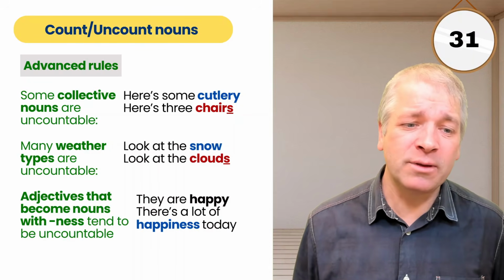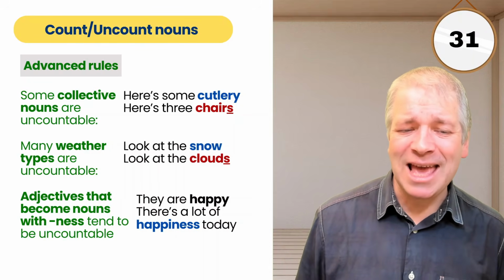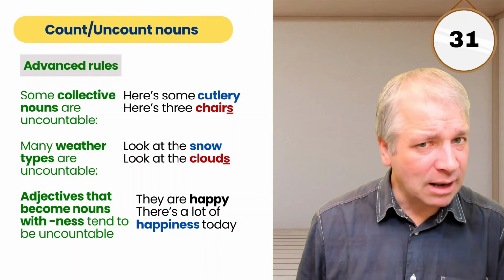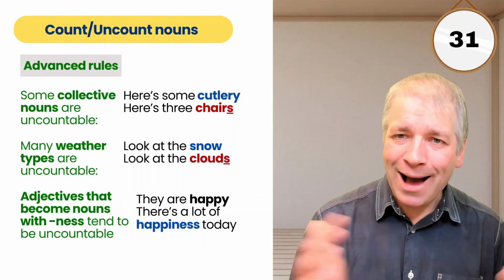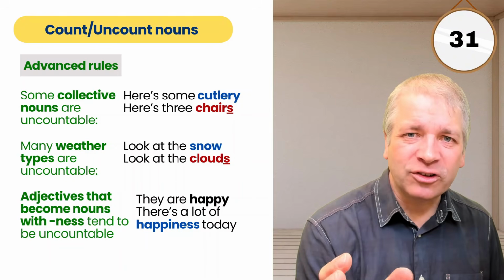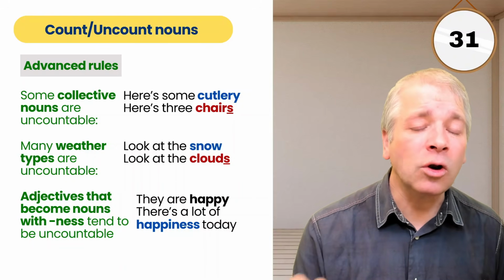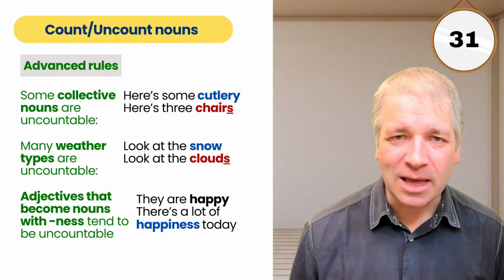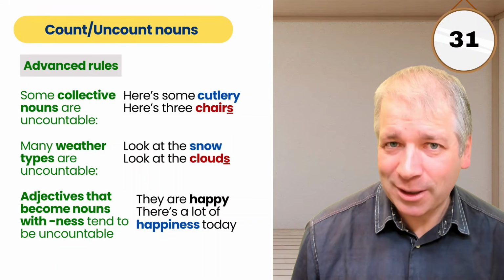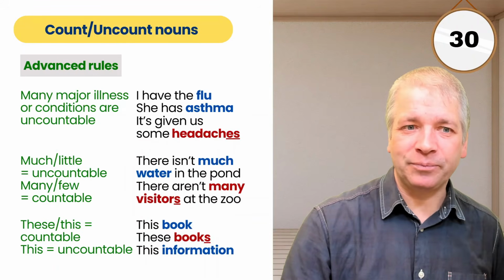And some adjectives become nouns by adding -ness to them, and these tend to be uncountable too. So they are happy. Happy is an adjective. Turn it into a noun. There's a lot of happiness today. We wouldn't say 3 happinesses, just happiness.